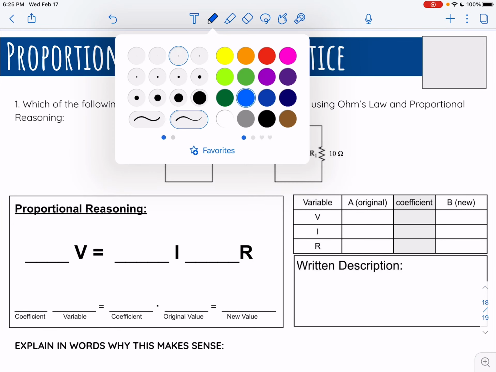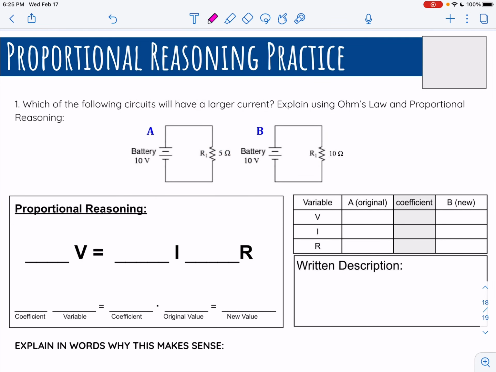All right, so here is some help if you need help on this one. Which of the following circuits will have a larger current? Explain using Ohm's law and proportional reasoning. So circuit A, we have a 10-volt battery and a 3 ohm resistor. And we're going to see what happens to the current.